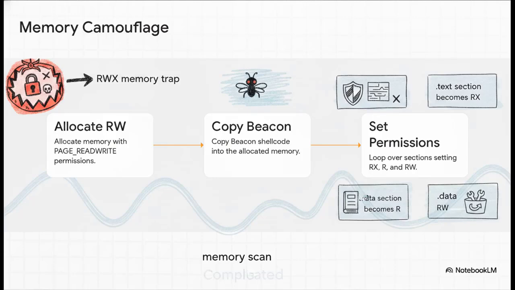First, it allocates memory with just read and write permissions. Second, it copies the beacon into that memory. And third, it loops over each DLL section and sets the final memory permissions according to the section characteristics. So the text section becomes RX, the RData section becomes R, and the data section becomes RW. This severely complicates your memory scans, because suddenly it looks completely normal.